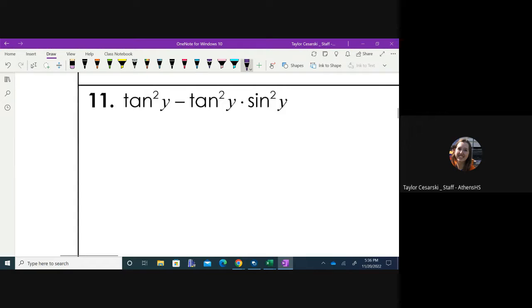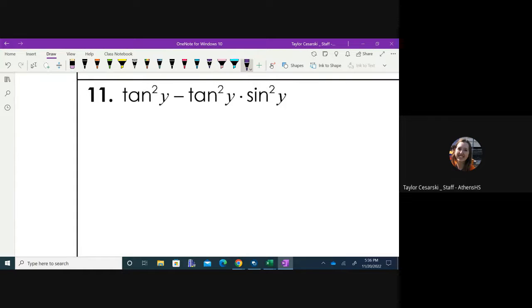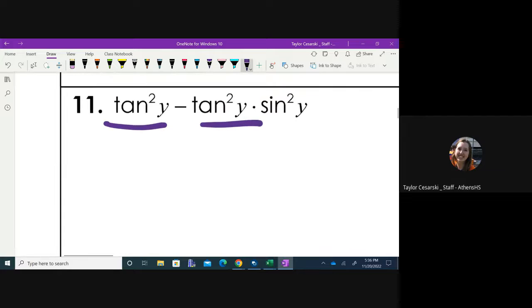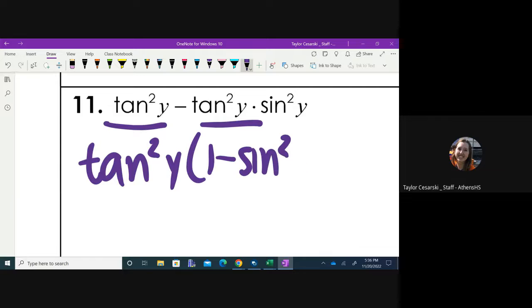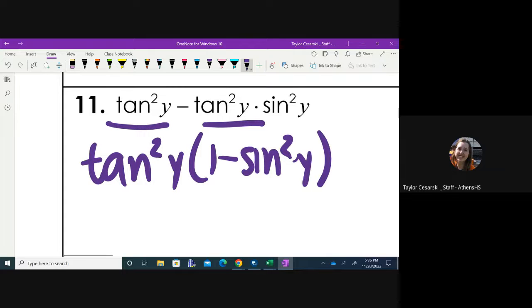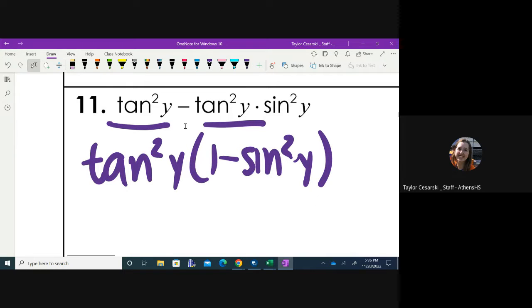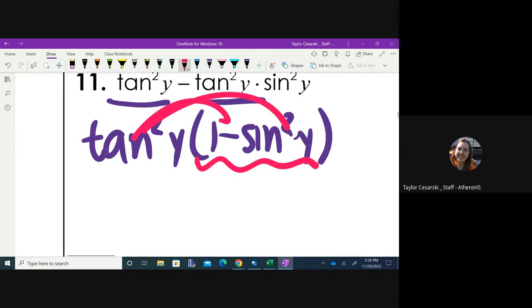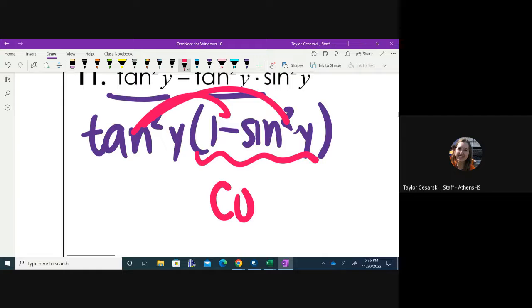All right, and the last one. This one is going to be one where you want to factor because I see that tangent squared of y in both terms. So I'm going to factor that out, and I get 1 minus sine squared of y. Because if I were to redistribute this, I would get tangent squared times 1, tangent squared times negative sine squared. All right, again, I know what 1 minus sine squared is. That's cosine squared.